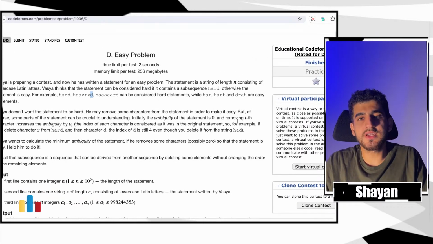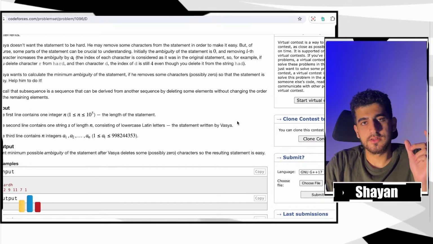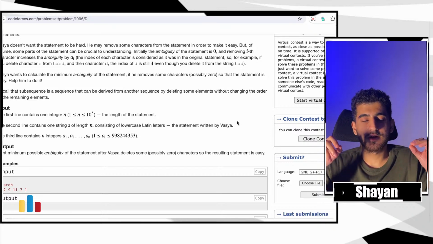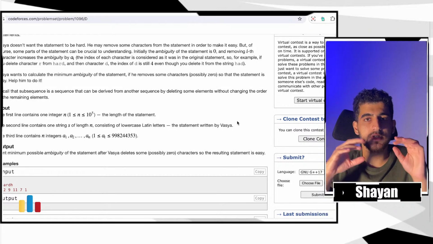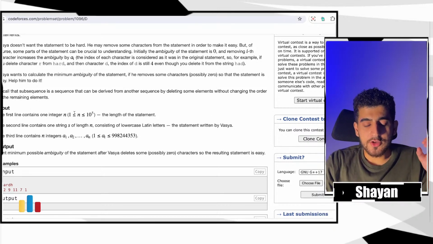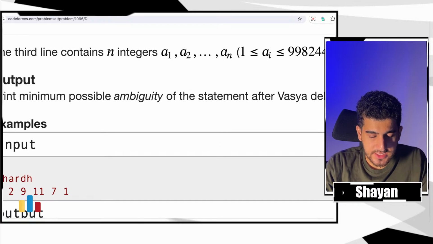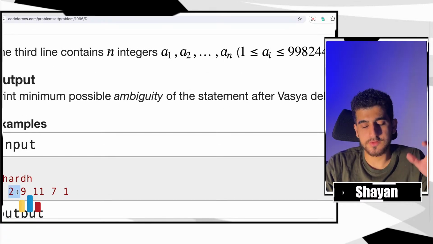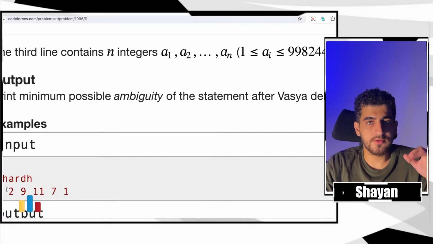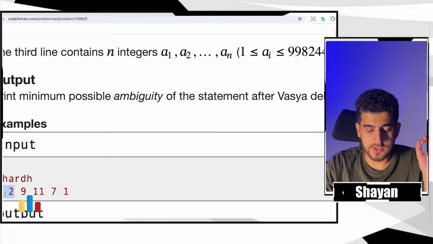So now you are given a statement and you want to make it easy. You want to make sure that it doesn't have the word hard as a subsequence. And what you can do is to remove some of the characters. And you know that each character has some cost. For each of the characters, if you remove it, it has some cost for you. For example, it will increase the ambiguity by some value. So it has some cost. For example, removing this H has 3 costs. This H is 2 costs, and so on.